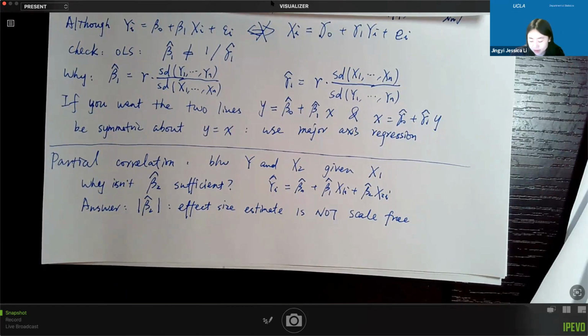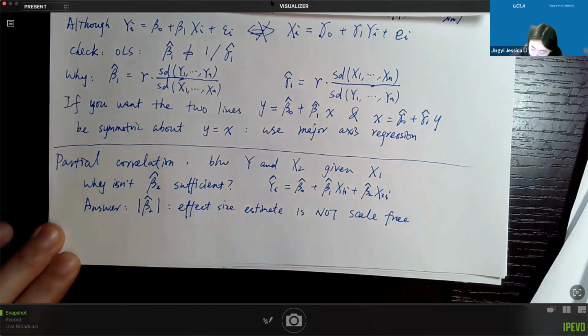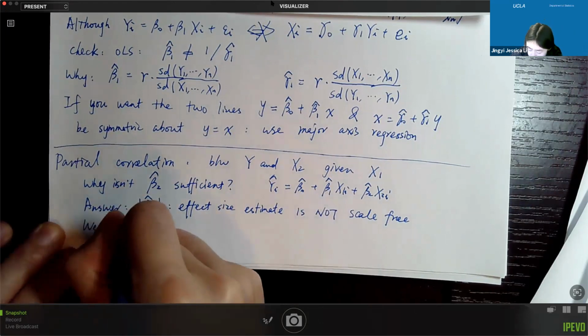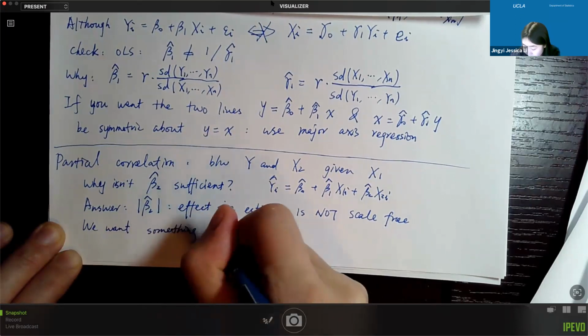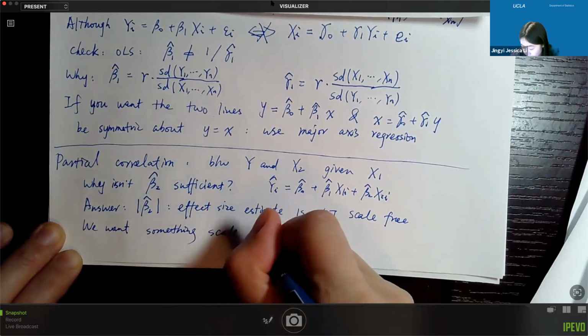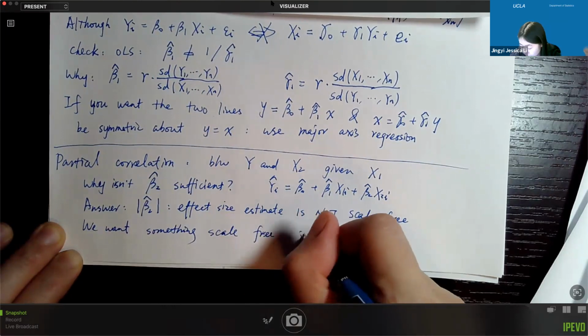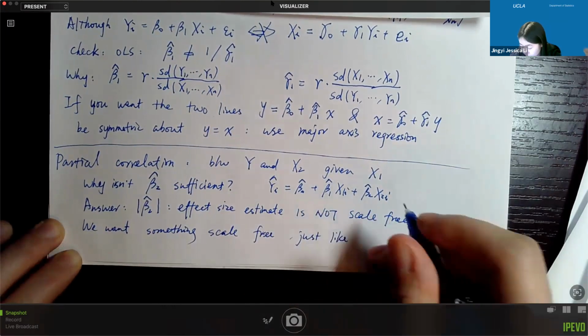So you want something like the partial correlation to be scale free, just as the Pearson correlation is for linear relationship. No matter whether you scale your X or Y, the Pearson correlation will stay the same. So that's why we want something like that. We want something scale free, just like the Pearson correlation.